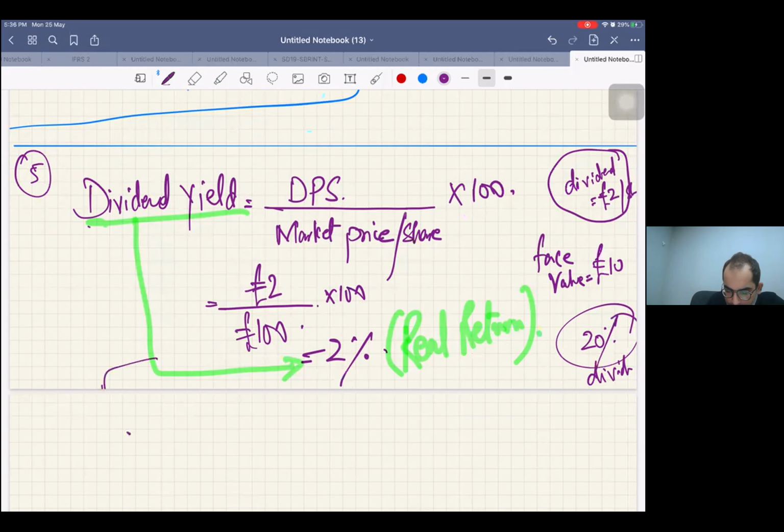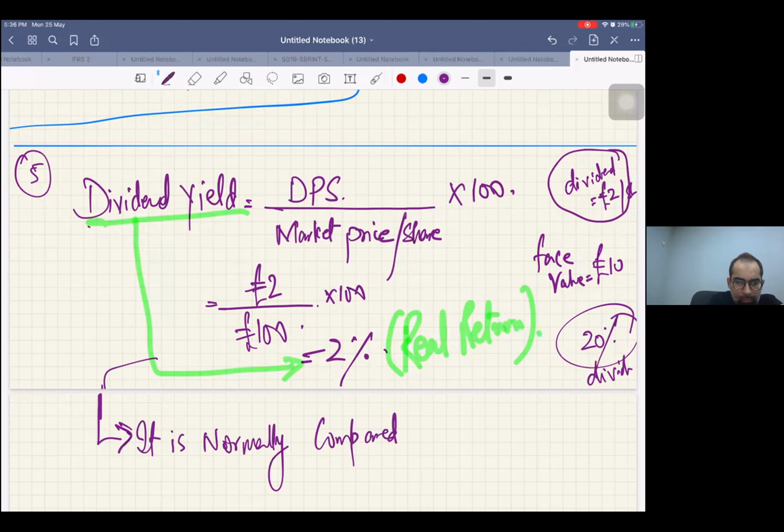Dividend yield is normally compared with the bank interest rate, because we have one other option. We can park our money in banks, in fixed deposit accounts, so we get an interest rate, and we compare it. But one more thing, don't forget, just my last words.